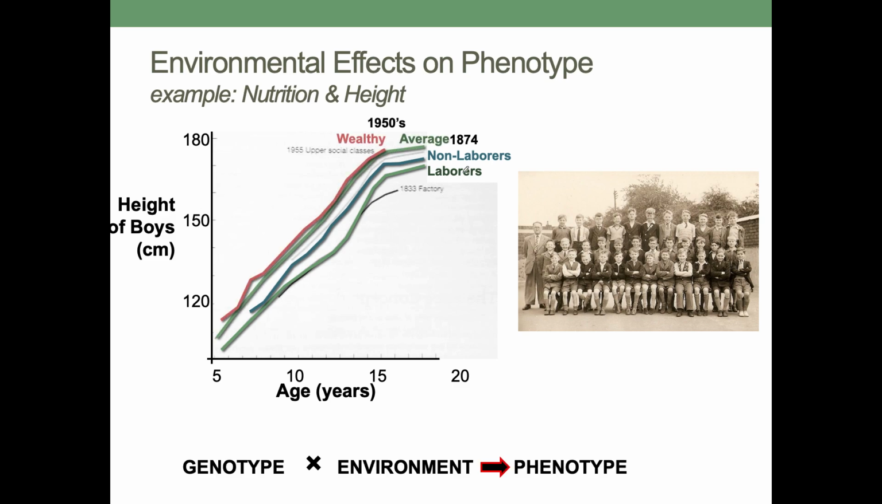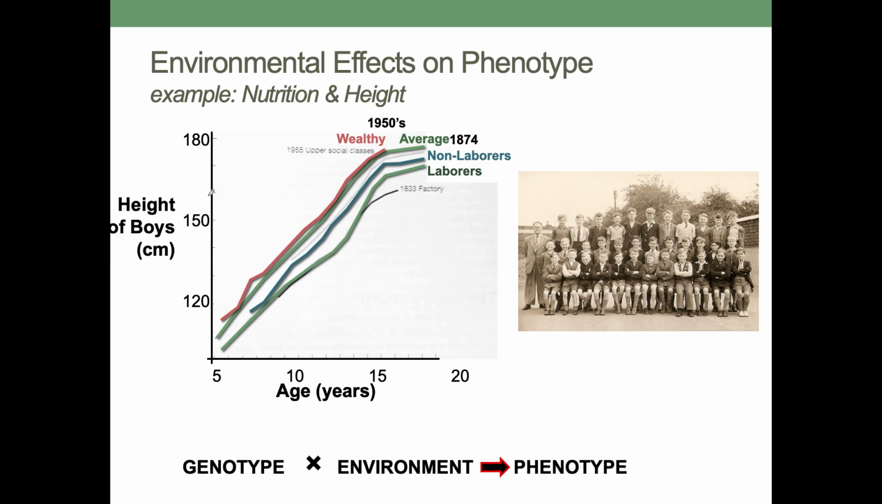If we look at wealthy populations compared to average populations from the 1950s, this is the average sample height in the 1950s. The other line is the wealthy height in the 1950s. You can see a difference there too, right? In other words, the red line is above the other line, which means that their height is increased.